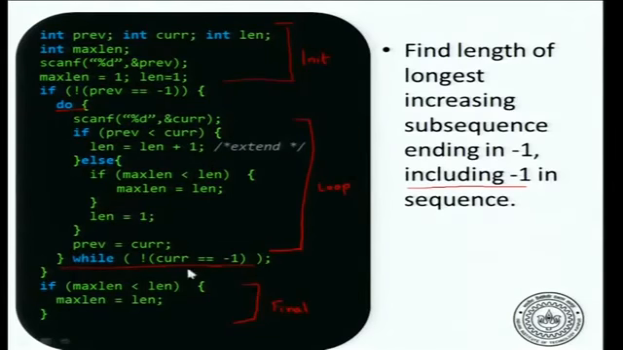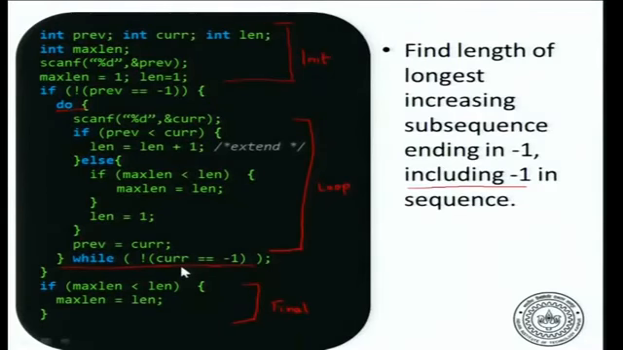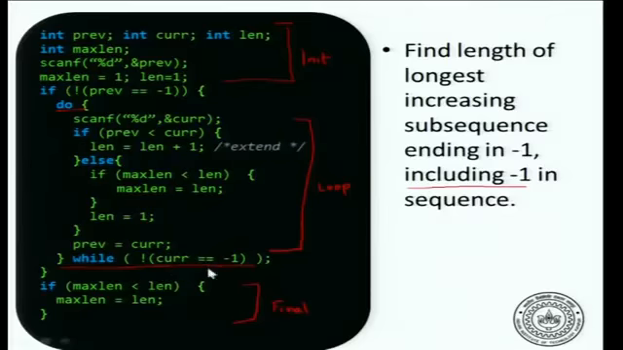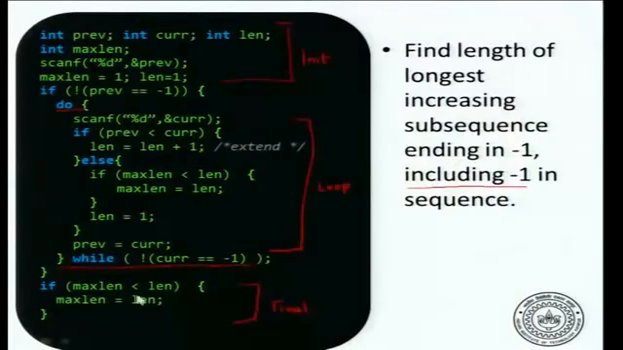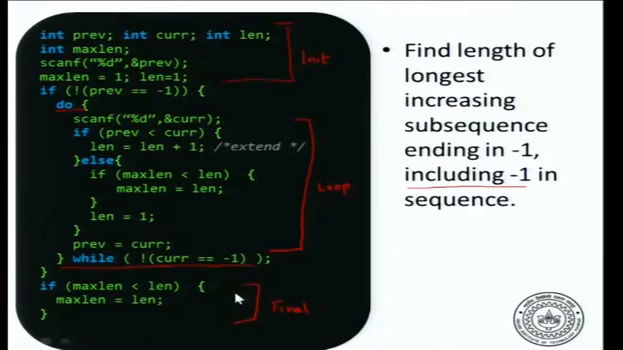Okay. So the logic here is that the testing for whether the currently read number is -1 is done at the end of the loop. So if the first number is -1, you just do all this and then say that the length of the increasing subsequence is 1. Okay, and then you test if the currently read number is -1 or not. If it is -1, then you are already done and you exit out of the loop. Then you check whether max length is less than length as before.